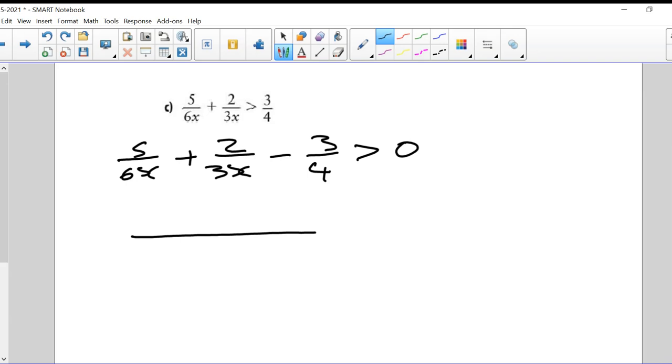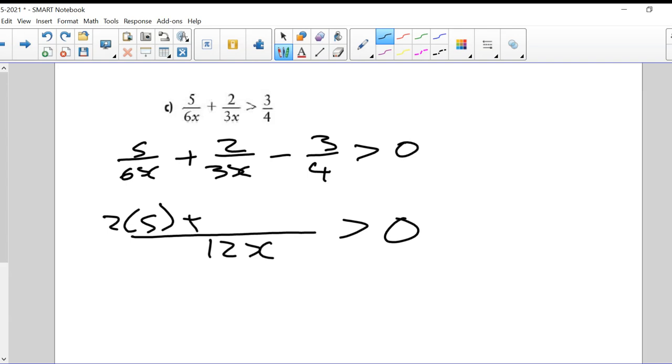Just 12? Not just 12. 12x. Okay, good. 12x makes sense. And this is all greater than 0 still. That doesn't change. Then I'm going to say, okay, what do I multiply 6x by to get 12x? The answer is obviously 2. So that's 2 times 5.